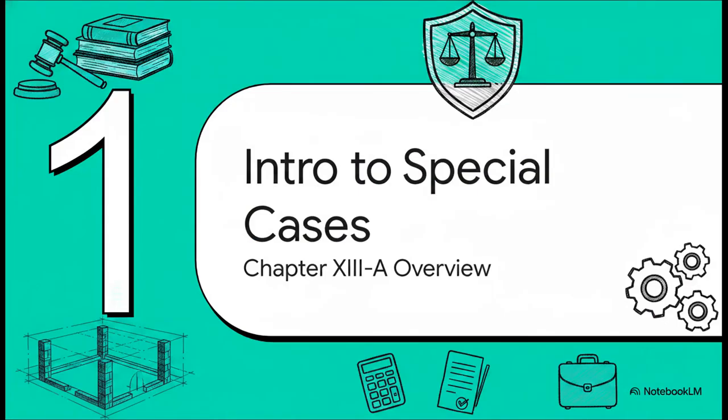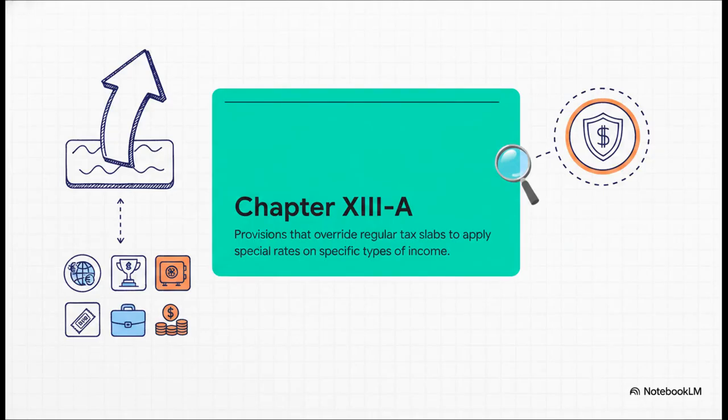All right, let's jump straight into Section 1, Introduction to Special Cases. Think of Chapter 13A like a giant override switch in the tax code. The minute an assessee's income triggers sections 190 to 195, you can toss the standard slab rates right out the window, at least for that specific chunk of income. The whole point of this chapter is to make sure that these special incomes are completely ring-fenced, whether we're talking about globally traded receipts, a lucky lottery win, or, on the darker side, penalized undisclosed income. This chapter ensures they get hit with their own specific tax rates, totally separate from the taxpayer's regular income bracket.